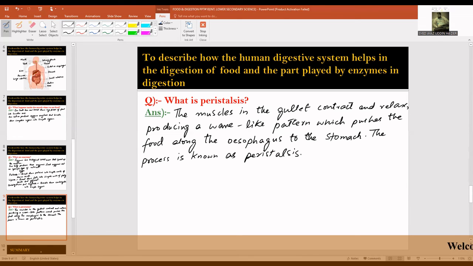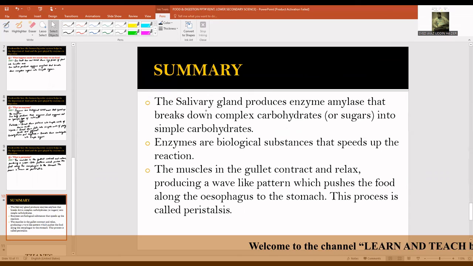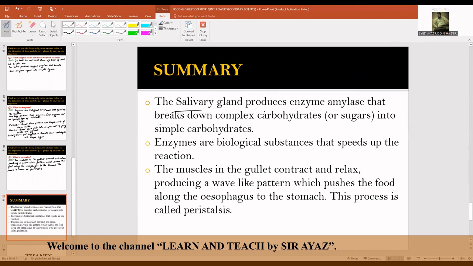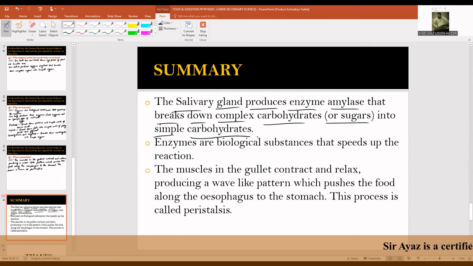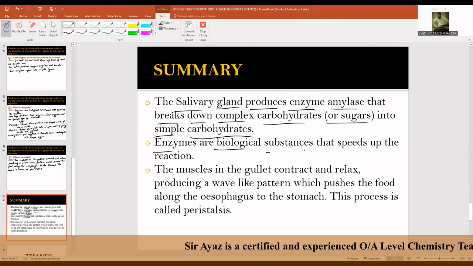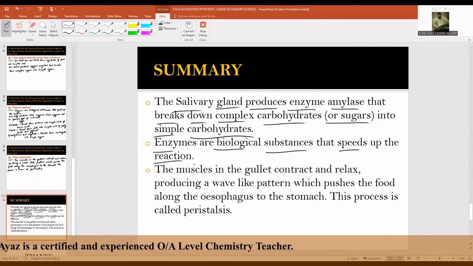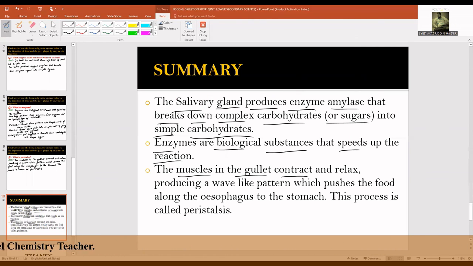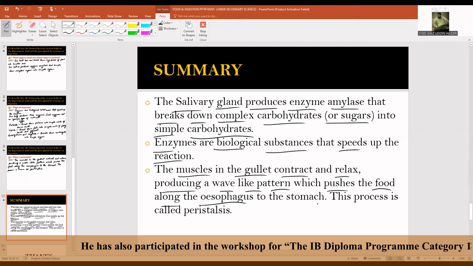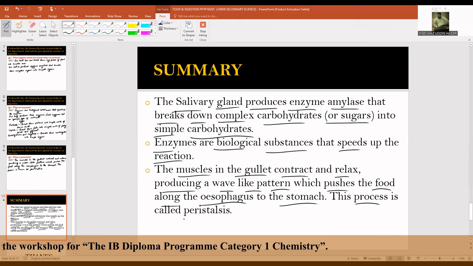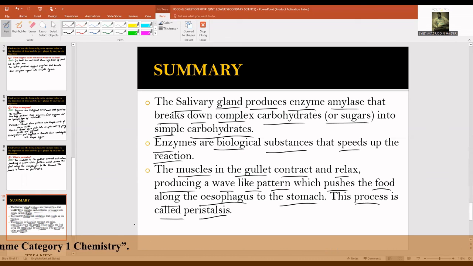Here's a summary of this lesson. The salivary gland produces the enzyme amylase that breaks down complex carbohydrates or sugars into simple carbohydrates. Enzymes are biological substances that speed up the reaction. The muscles in the gullet contract and relax, producing a wave-like pattern which pushes the food along the esophagus to the stomach. This process is called peristalsis.